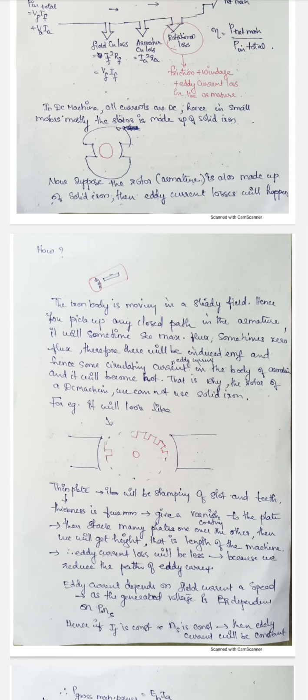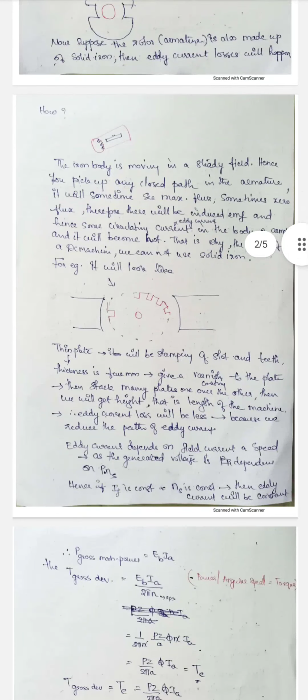That is why for the rotor of a DC machine we cannot use a solid iron structure. This is why eddy current loss has been added in the rotational losses in the case of a DC machine. So how does this rotor look if it is not a solid iron? You can imagine so many thin plates with slots and teeth.